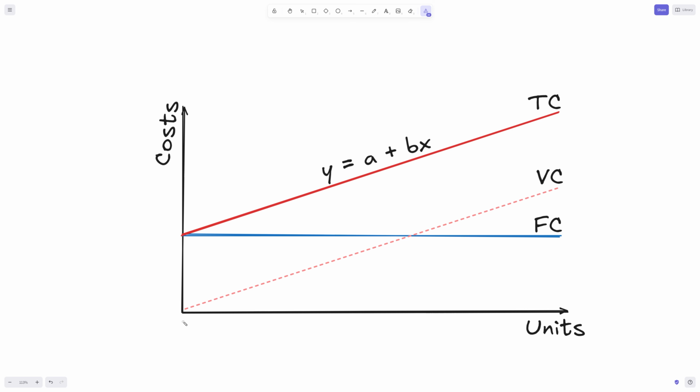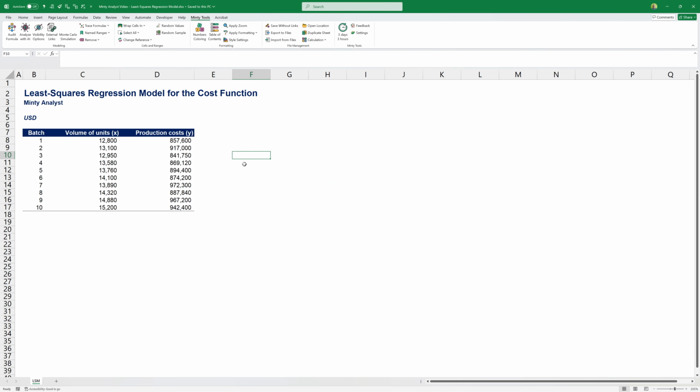If you want to plot it, you have the units increasing here and the cost increasing along this axis. This is our fixed cost, which is fixed, so it stays the same regardless of the volume of units. Then you have the variable cost, where, for example, for 1 unit, you have 0.5. For 2 units, you have 1, and so on and so forth. So it's incremental with the same step. And once you add those two, you get the total cost, which is Y equals A plus B multiplied by X. Now let's make it make a bit more sense with an Excel example.